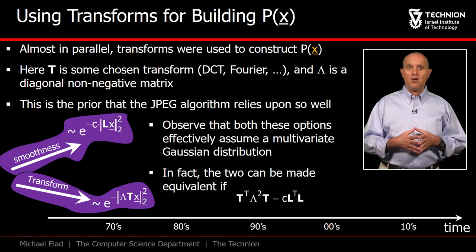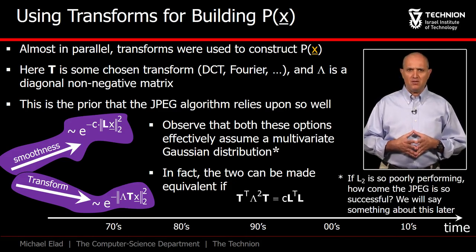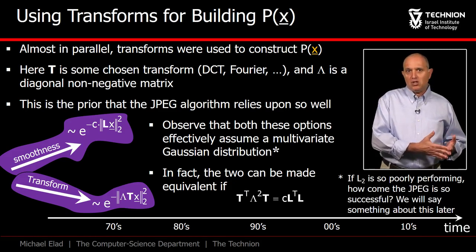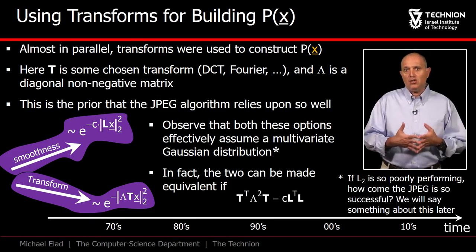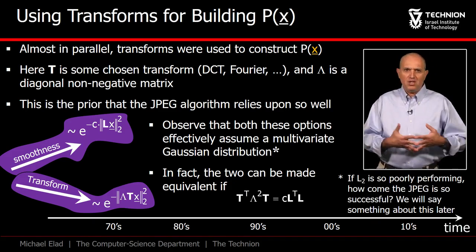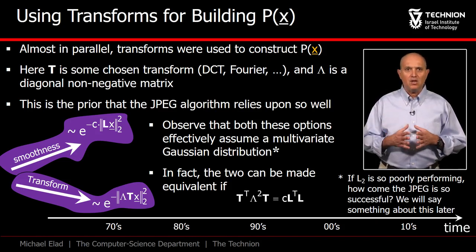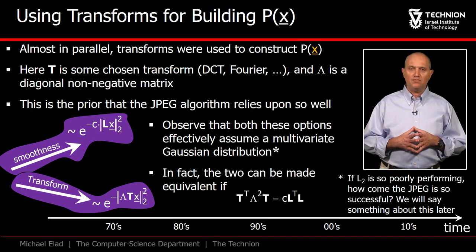Now, here is something a bit confusing. We all know that JPEG performs rather well, but just a minute ago I told you how poor the L2 priors are in the context of the Wiener filter. So how can we resolve this conflict? We'll come back to this question later on.